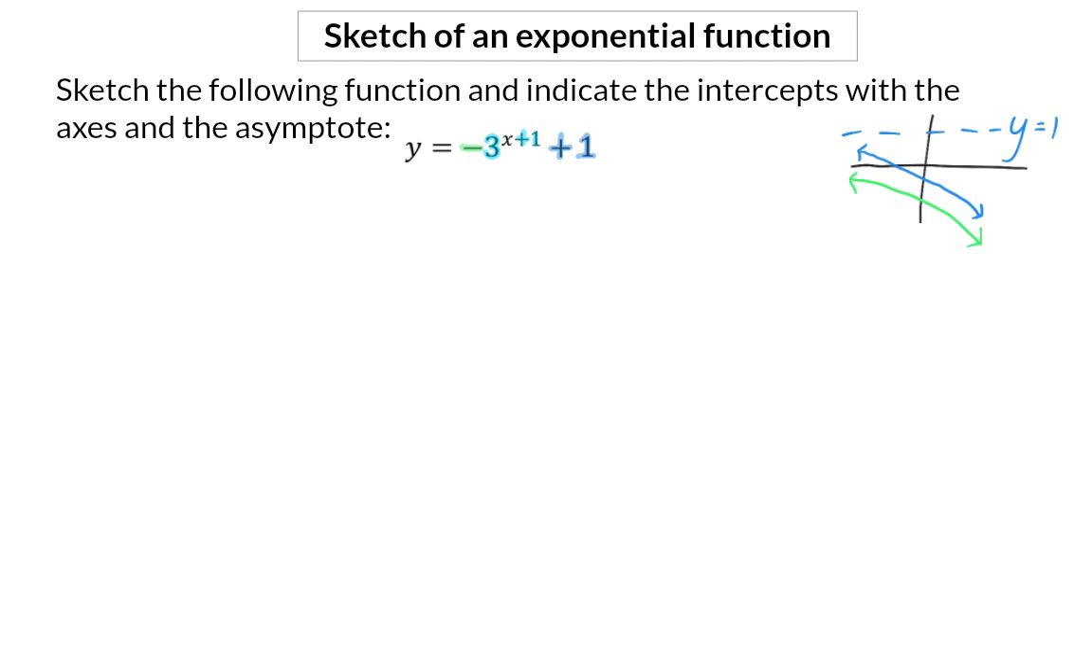Now I can see that there will be an x and a y-intercept that I need to go and calculate. For the y-intercept, we change the x value in the equation to 0. And now we have minus 3 to the power of 1 plus 1, which will give us a y value of minus 2 and an intercept at (0; -2).